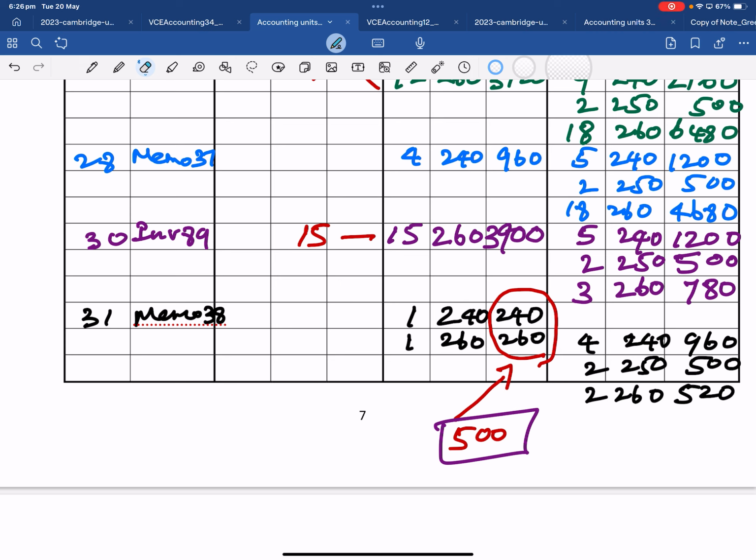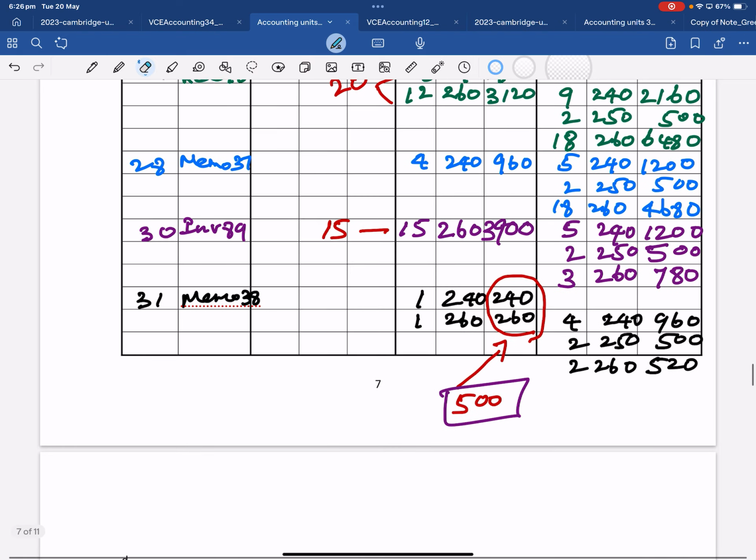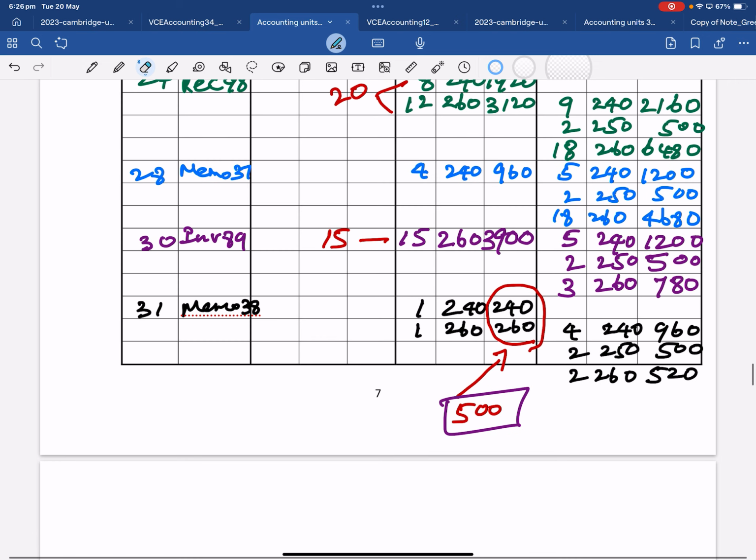Then what happened? We have recorded something in the inventory out column, meaning we have inventory loss or gain. Was that an inventory loss or a gain? Loss. How much is it? 500. Now the problem is, if we record this in the inventory card, it means we update.